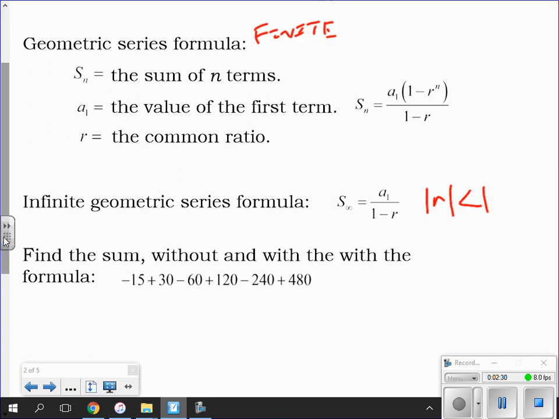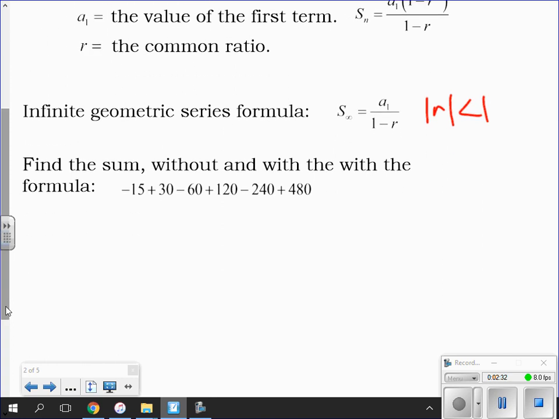Okay, so here we go. Find the sum with and without the formula. So first, to find it without, you just add them all together. Negative 15 plus 30 minus 60 plus 120 minus 240 plus 480, and you add them all together and you get 315. That is not a very large sequence. It's not that big a deal.